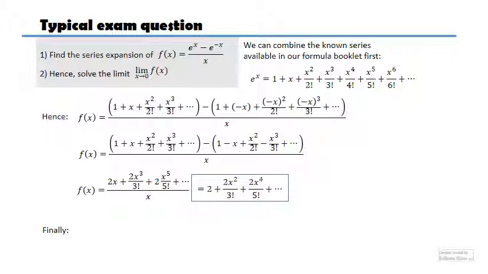And if I have to calculate the limit, well, I use the series expansion, and the moment I put x to be 0 here, all of these are going to cancel away. So I'm going to be left with 2, which is the solution to this exercise.